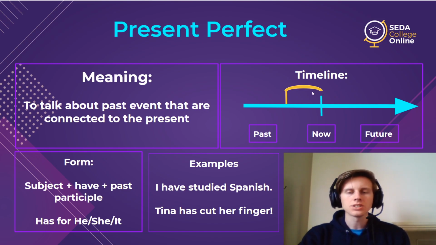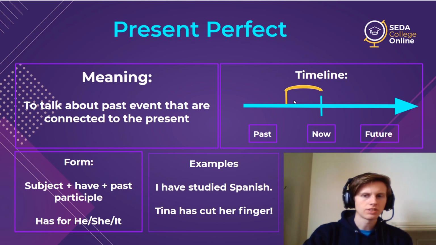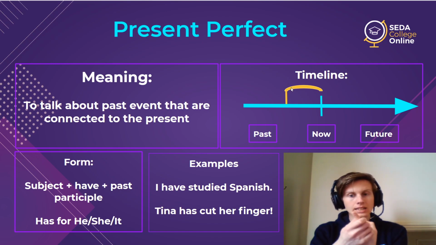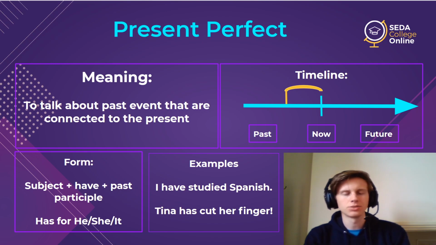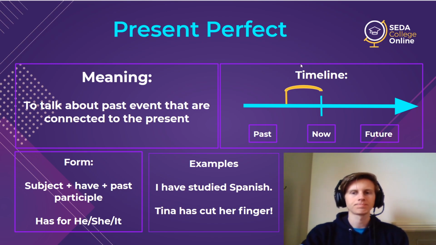Or Tina has cut her finger. She cut her finger in the past, but I can still see it. I see the blood, so I know there is a cut. Some part of it still exists right now, so we use the present perfect.